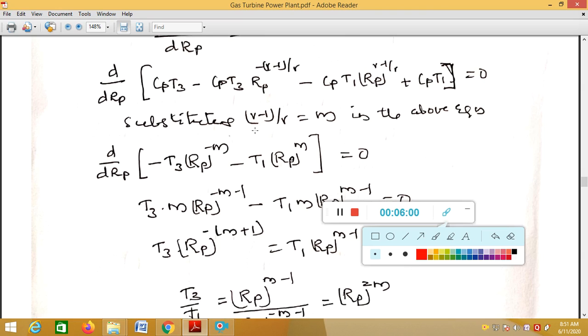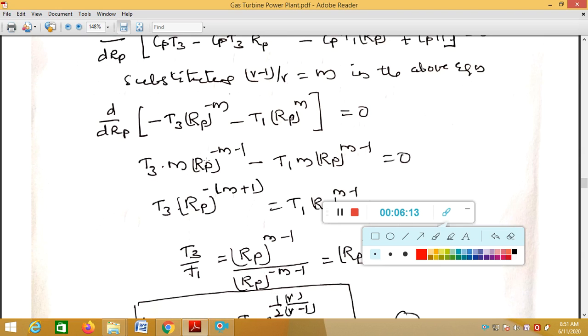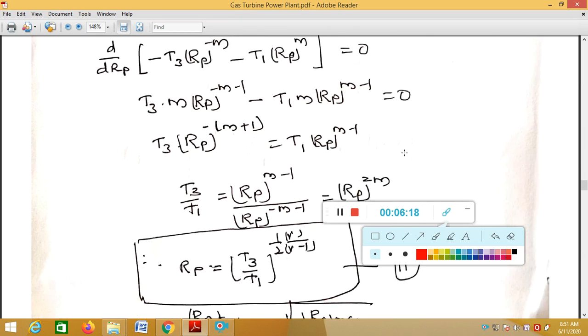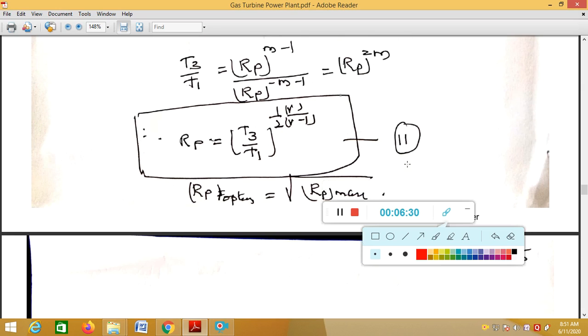So substituting (gamma minus 1) by gamma equal to m in the above equation, we will get d by dRp of (minus T3 Rp raised to minus m minus T1 Rp raised to m) equal to 0. So we will get T3 m Rp raised to (minus m minus 1) minus T1 m Rp raised to (m minus 1) equal to 0. On simplification, this gives the pressure ratio for maximum specific output equal to (T3 by T1) raised to 1 by 2 times gamma by (gamma minus 1). Equation 11 gives the optimum pressure ratio for maximum specific work output.